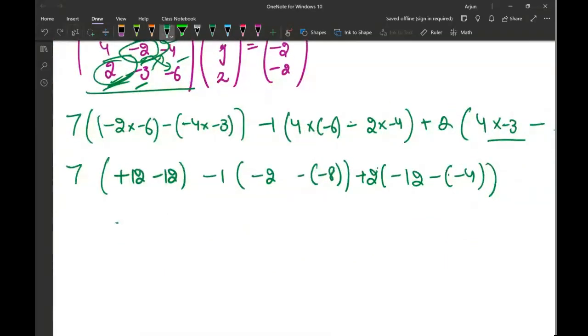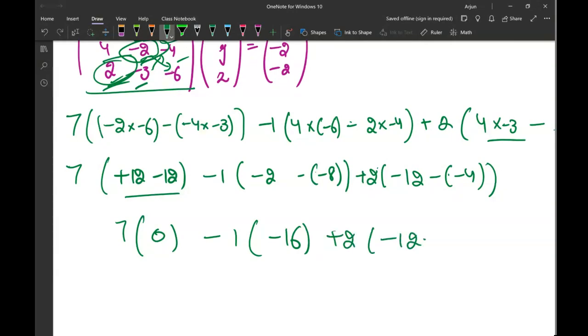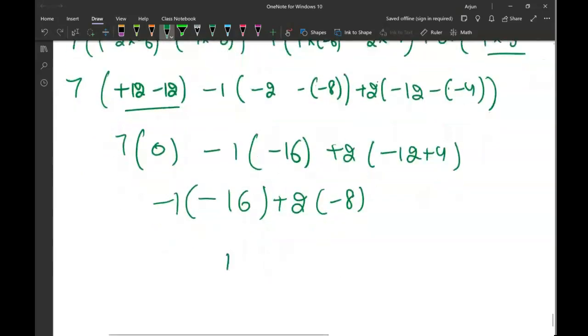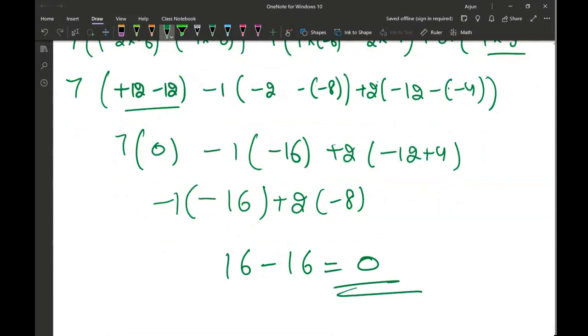Now I'm going to say 7 times 0, minus 1 times minus 16, and plus 2 times minus 12 plus 4, which is minus 8. And then 16 minus 16 is 0. So we got the determinant as 0 in this.